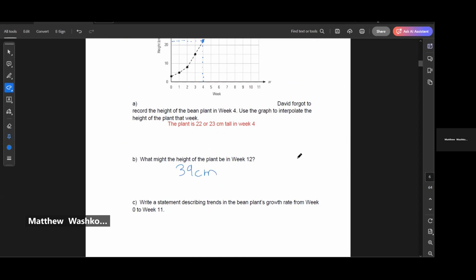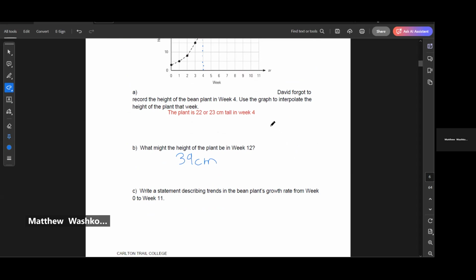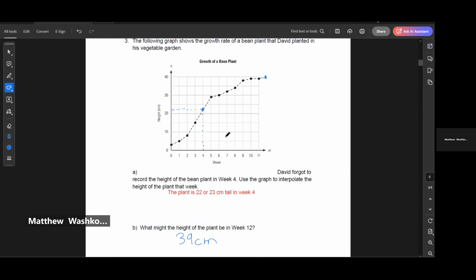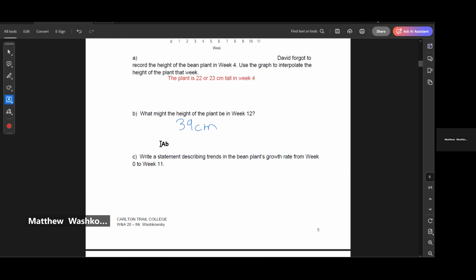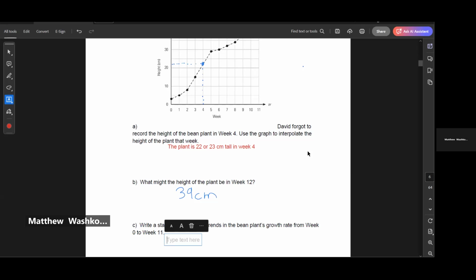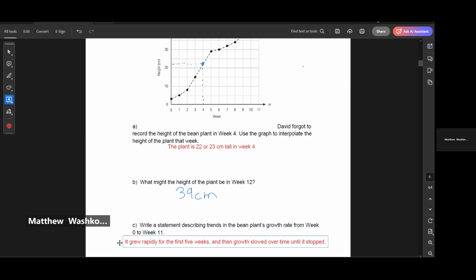So we want to write a statement describing trends in the bean plant's growth from week 0 to week 11. So like what happened to the plant throughout those weeks? Just a summary. Well, it looks like it grew rapidly for the first 5 weeks, and then growth slowed down over time until it's stopped. It seems like it's stopped growing, right?